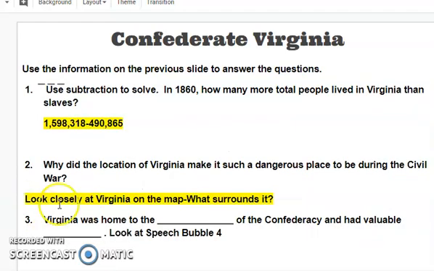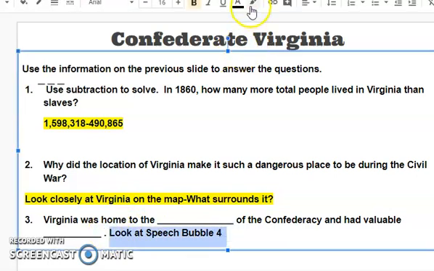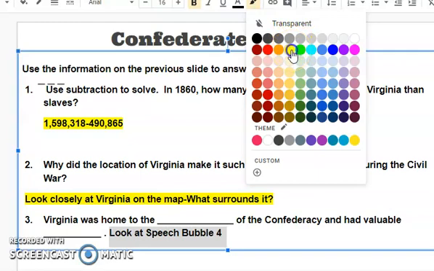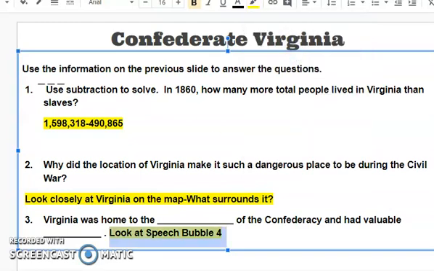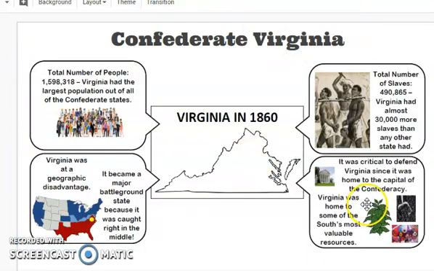All right, and over here, Virginia was home to the blank of the Confederacy and had valuable blank. This is fill in the blanks, and if we look at speech bubble number 4, we're going to find our answers for those blanks. So look at the speech bubble here.